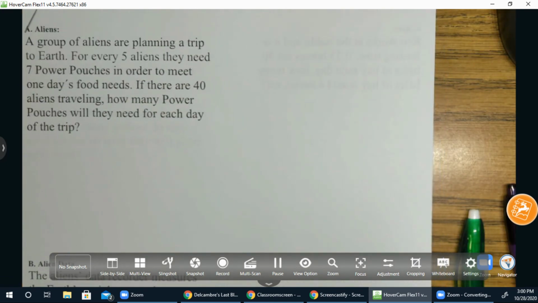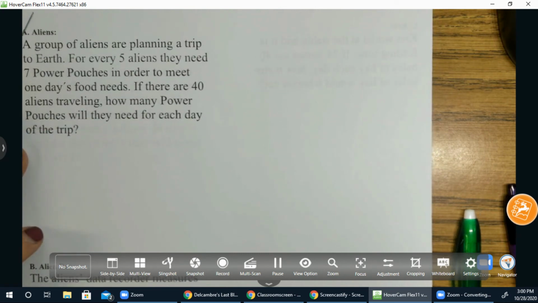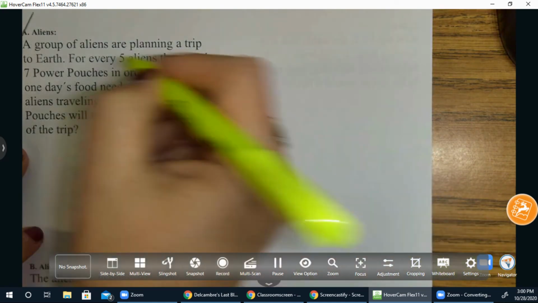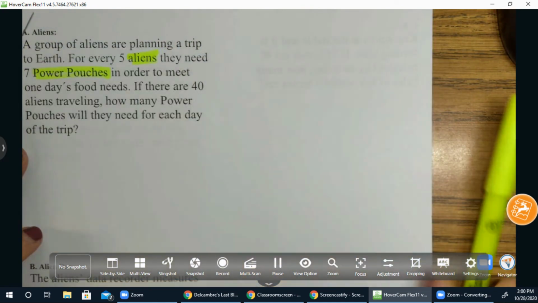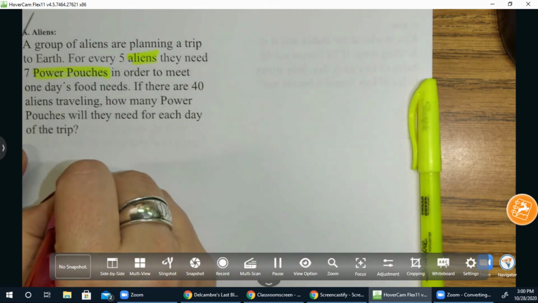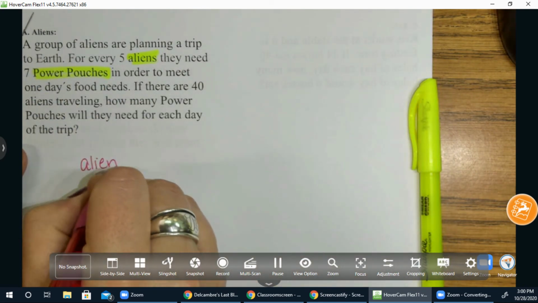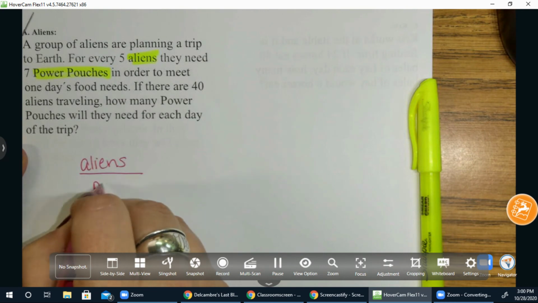All right, so we have a group of aliens. They're planning a trip to Earth. For every 5 aliens, they need 7 power pouches in order to meet one day's food need. If there are 40 aliens traveling, how many power pouches will they need for each day of the trip? So what am I comparing? Well, I'm looking at aliens and I'm looking at power pouches. So I'm going to write that down.